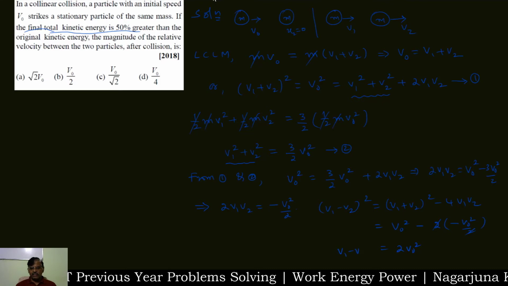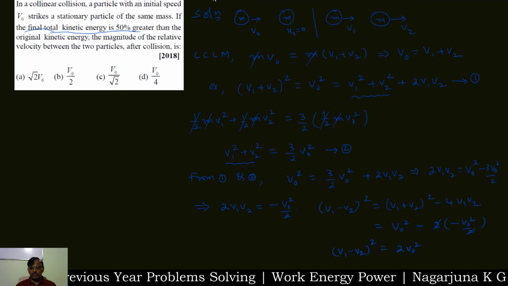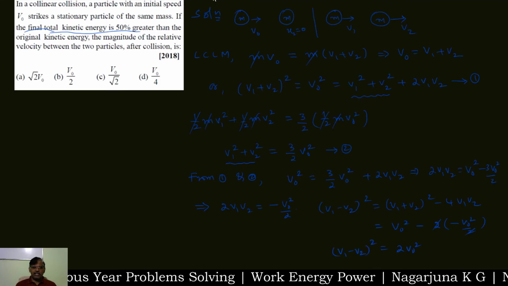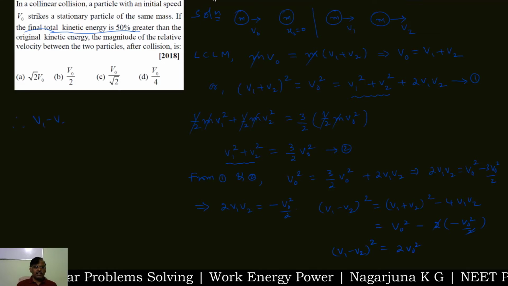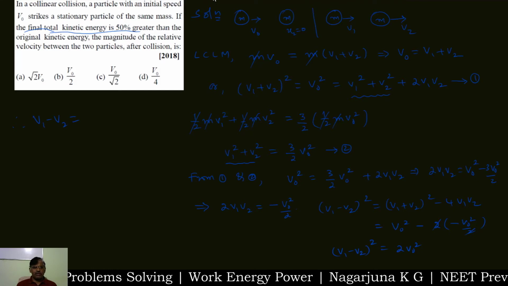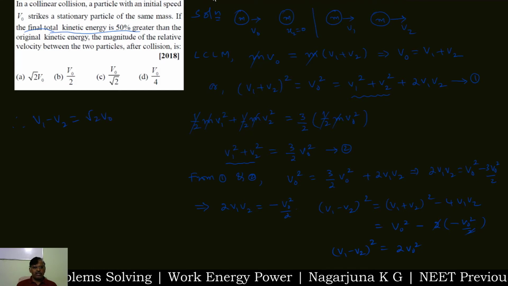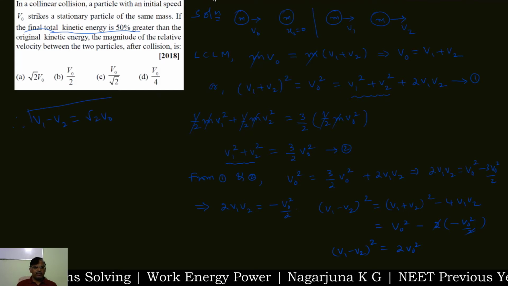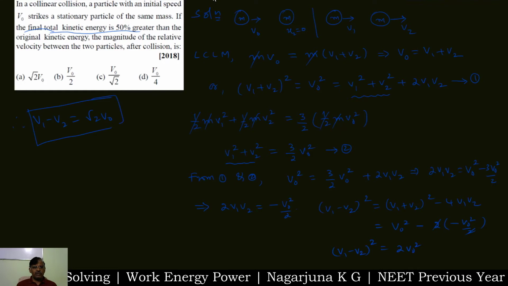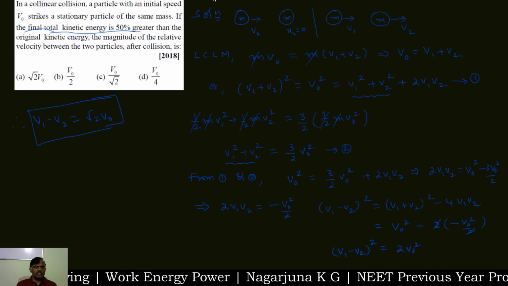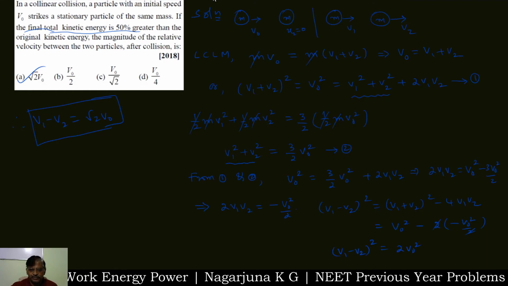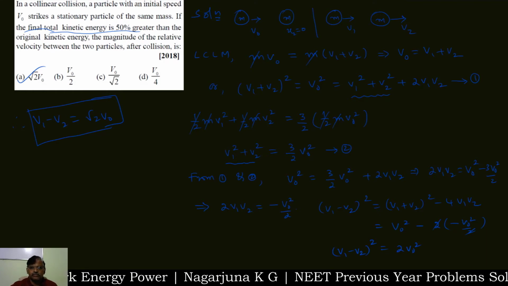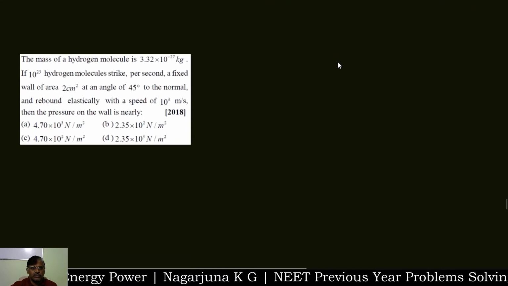Left side is (v1 minus v2) whole square, or relative velocity I can write here. So therefore relative velocity v1 minus v2 is equal to root 2 into v0 is the answer. v1 minus v2 is equal to root 2 into v0. So that is option A, the right option. Next question.